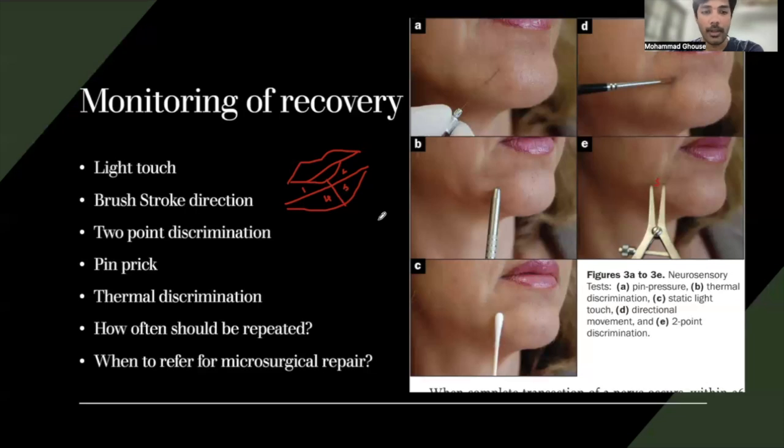So how often does this monitoring of recovery have to be done? According to this article, the monitoring has to be done every month for the first 3 months to see whether the patient's status is improving or not. And when do we refer this patient for microsurgical repair? Suppose we've done the testing for up to 3 months and still we see that the patient's condition is not improving or the patient has developed dysesthesia. That is a strong indication that we need to refer the patient for a microsurgical repair.